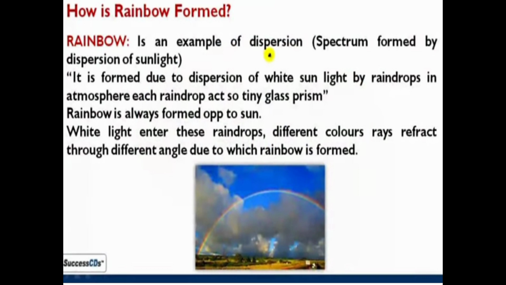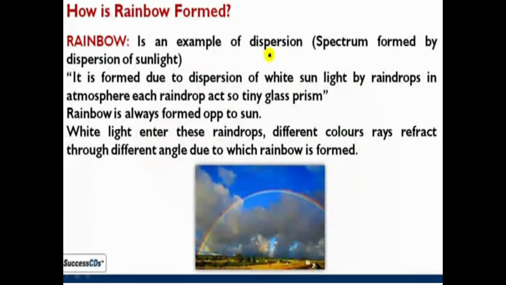A rainbow is a natural spectrum which appears in the sky after a rain shower. As we all know, a rainbow appears after a rain shower, right? So a rainbow is an example of dispersion, that is, it is a spectrum formed by dispersion of sunlight. It is due to sunlight, not due to the light of a bulb. So it is the spectrum formed by dispersion of sunlight. Now it is formed due to dispersion of white sunlight by raindrops in the atmosphere. Why does it happen?